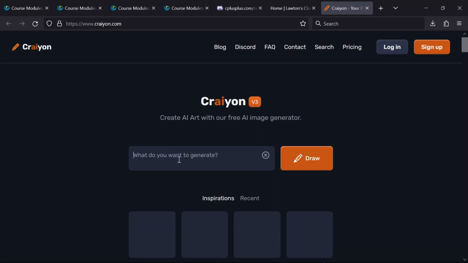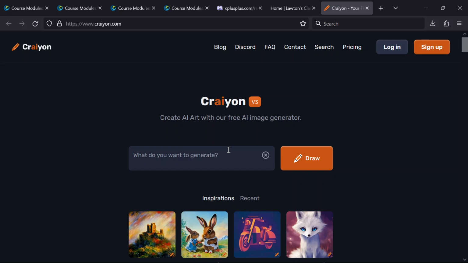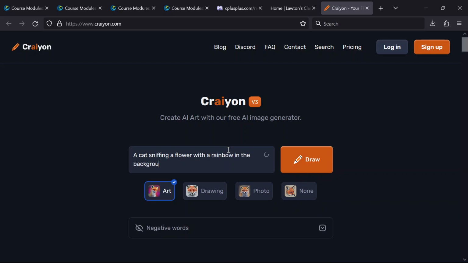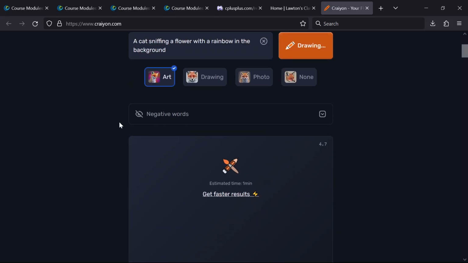Here's what you can do. You can just give it a little prompt, like, I don't know, what should I ask about? Maybe a cat sniffing a flower with a rainbow in the background. And you could have it generate art, a drawing, a photo, whatever. You can give it any prompts within reason, and the neural network will try and figure out what you just asked for, and it will try to turn that into pixels. So that's one very fun idea.